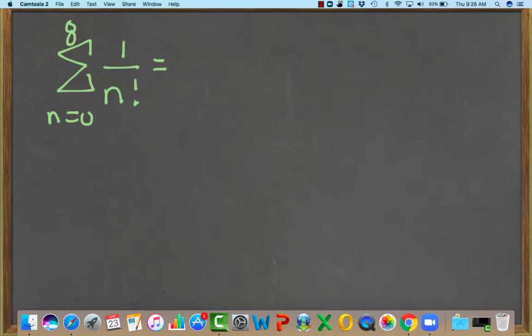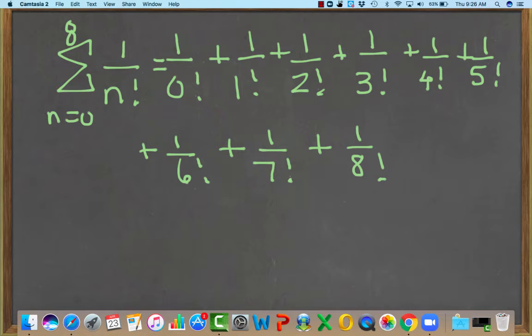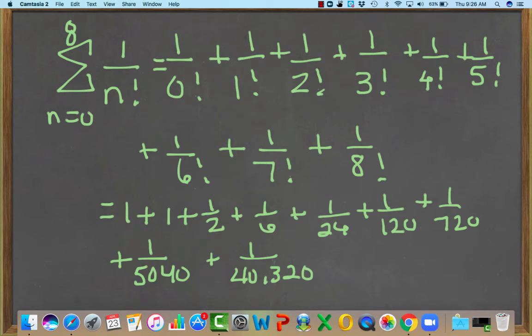Let's look at one last example of the sigma notation. Let's say we want to find the sum from n equals 0 to 8 of 1 over n factorial. Well, that's going to be 1 over 0 factorial, 1 over 1 factorial. So once I expand all of that out, I end up with this set of numbers, which then I can evaluate each of those and get 1 plus 1 plus a half. So once I expand all of them, I end up with this sum.